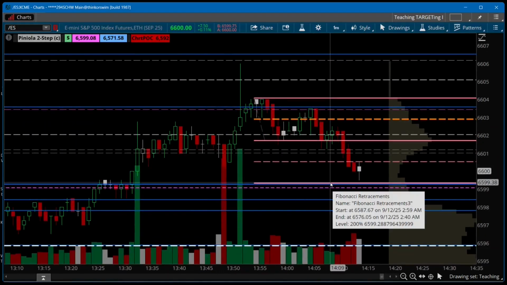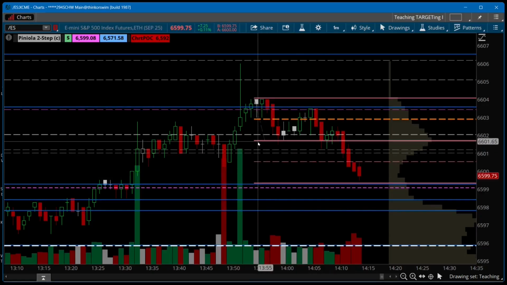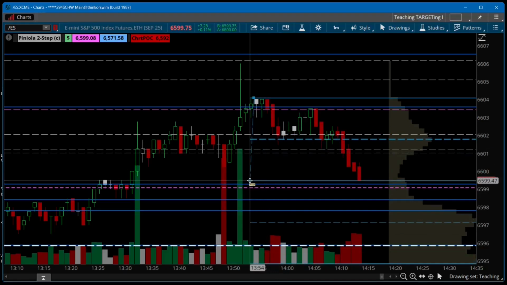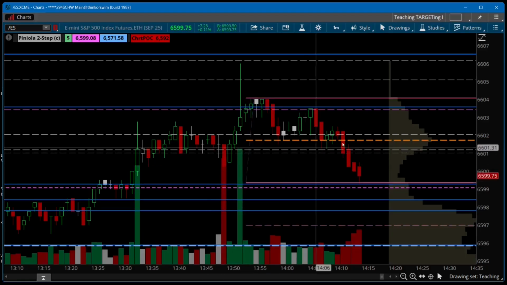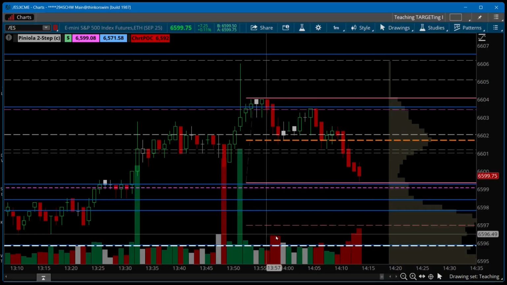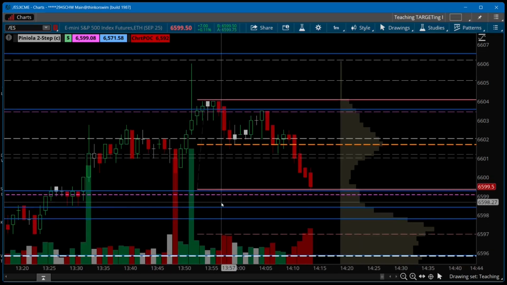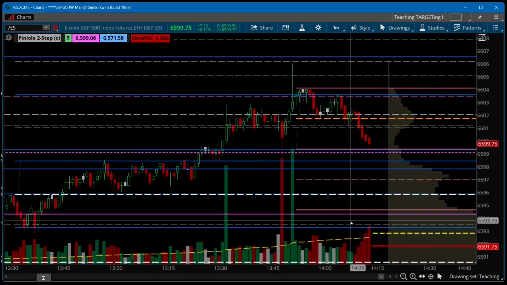Alright, looks like we almost tagged it. Let me go ahead and move this down to it. That tagged it right there. So that becomes my 0.5 line. Now we're starting to get some downward volume, which makes sense. We've still got a magnet down here.